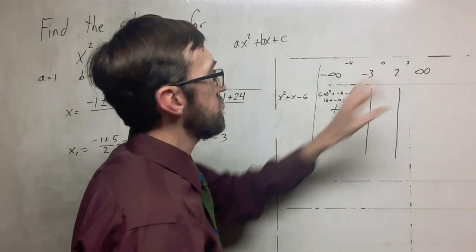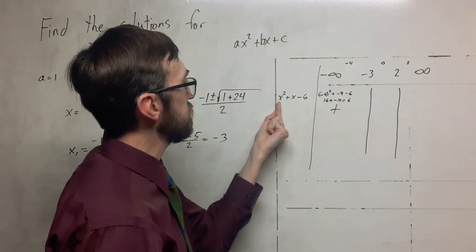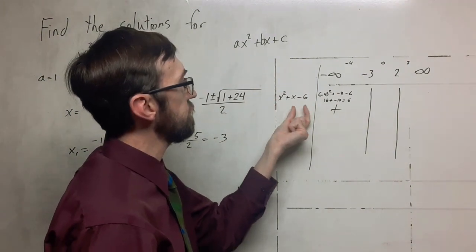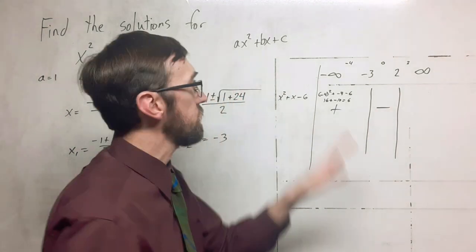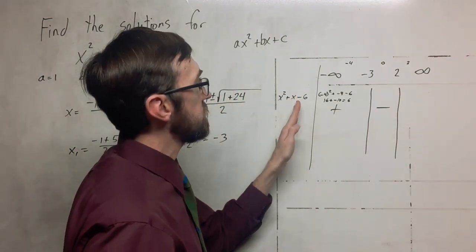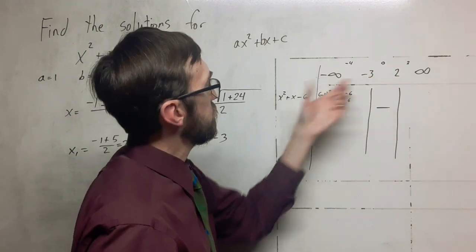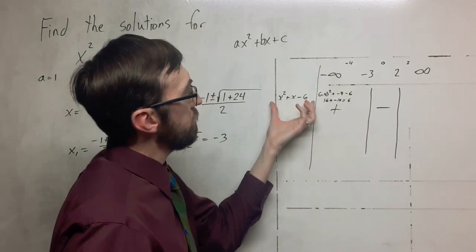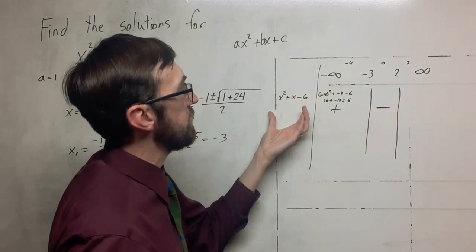Now I'm going to use zero. Zeros are nice to use because anything with a variable drops out. So this goes to 0, this goes to 0, leaving me only negative 6. I'm going to put a big negative in there because my value is negative 6. This is saying that on the interval negative 3 to 2, all of the x's on that interval are going to give me a negative value here.